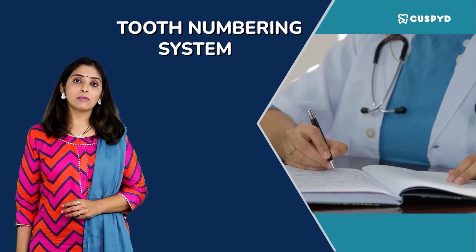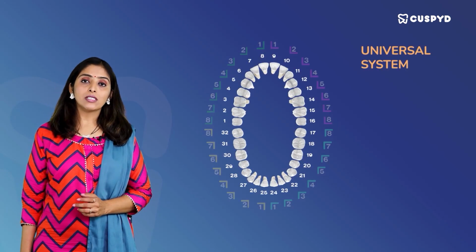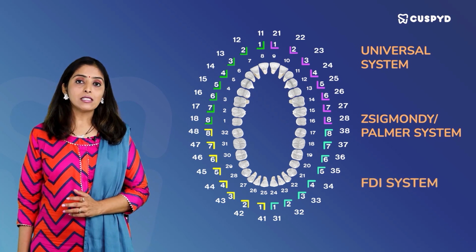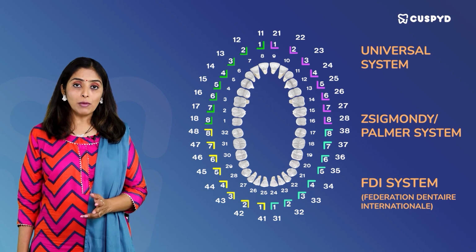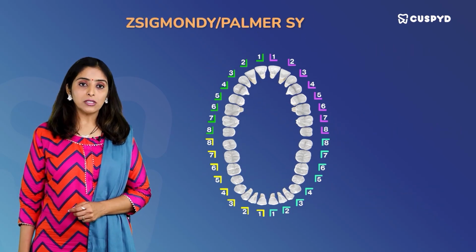So the tooth numbering system actually incorporates three major techniques. The first is called the universal system. We have the Zsigmondy-Palmer system and the FDI system. The FDI system is also known as the Federation Dentaire International. So coming on to the first type of system, that is the Zsigmondy-Palmer system.